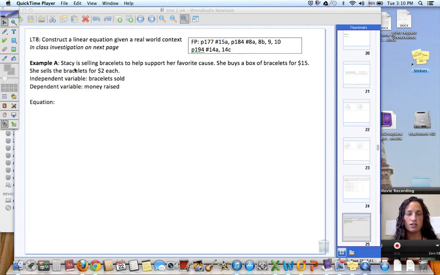Okay, so we're doing learning target 8. I know we just did 6. You think we'd be doing 7, but 6 goes with 8, so probably next year we'll rearrange this. This one's called 7. Whatever. Construct a linear equation giving a real-world context.